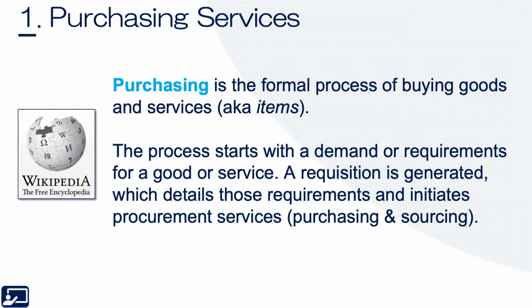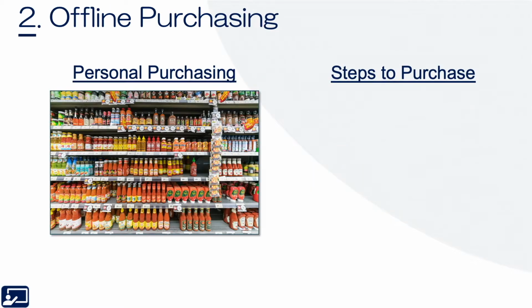Purchasing is the formal process of buying goods and services, also known as items. The process starts with a demand or requirements for a good or a service. A requisition is generated, which details those requirements and initiates procurement services, purchasing and sourcing. So first, let's take a look at offline purchasing.